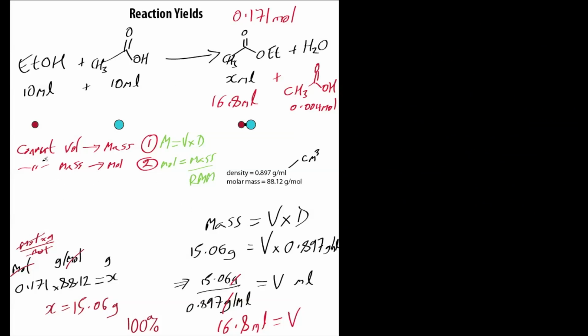So that's the end of the tutorial. I will do another tutorial on working out actual percentage yields based on actually not getting 16.8 mils, for example. I'll use this calculation that we've just done as an example as well, but we'll look at what it means if we get 8 mils or something like that.